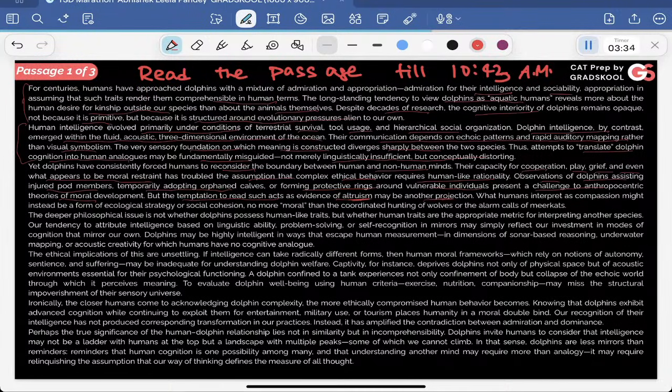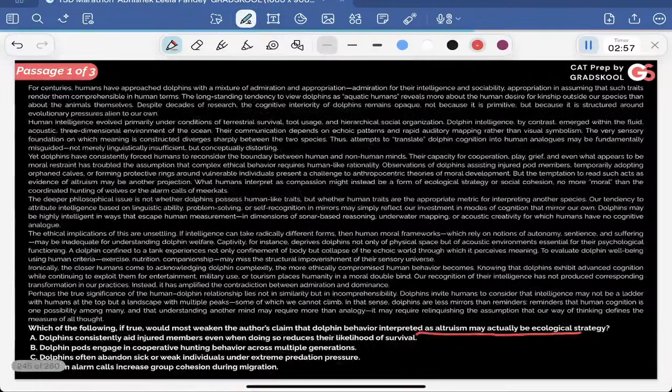This is important. Okay, what is altruism? परोपकार. You know that, right? दूसरों का भला करना. That is altruism, benevolence in a way, right? Okay, so what humans interpret as compassion might instead be a form of ecological strategy or social cohesion, no more moral than the coordinated hunting of wolves or the alarm calls of meerkats. So, wolves का coordinated hunting होता है और meerkats and similar species उनका alarm calls होता है. क्या पता dolphins के लिए ecological perspective हो, ना कि compassion. Okay, which gives us idea about this one.